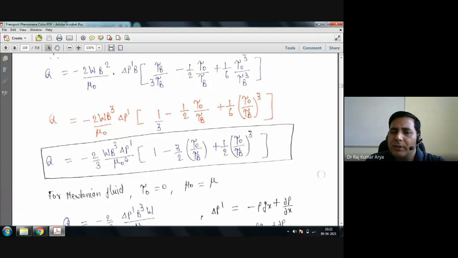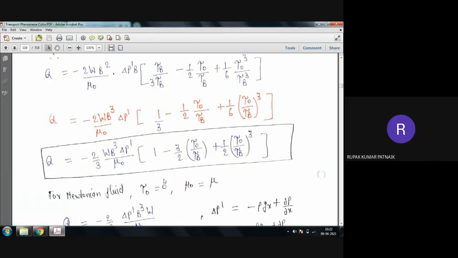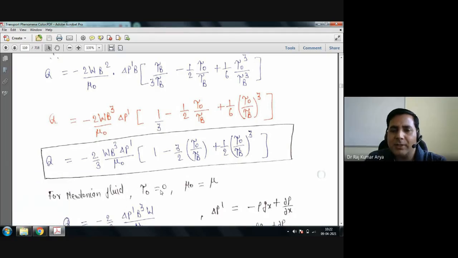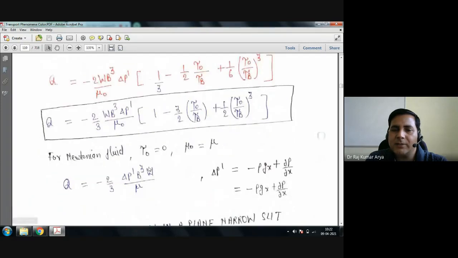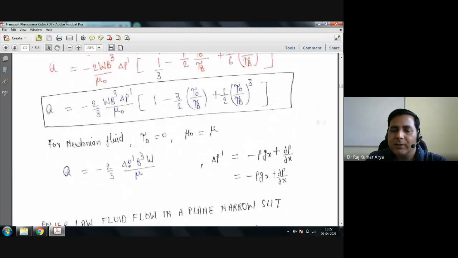Suppose you have a Newtonian fluid. Does a Newtonian fluid have tau naught? No, a Newtonian fluid doesn't have tau naught, so tau naught is zero. So this term would get cancelled. Finally, you are ending up with this equation, which is the same as you have already derived for the previous one, Newtonian fluid in the narrow slit. You got this expression. So it means whatever you did here is correct.